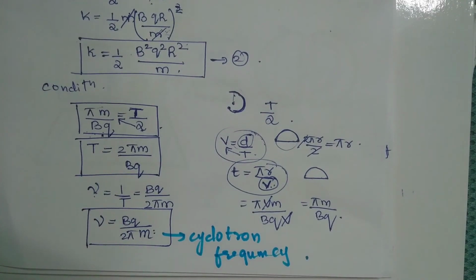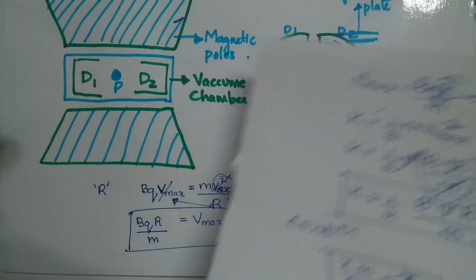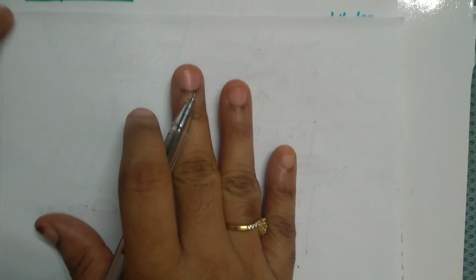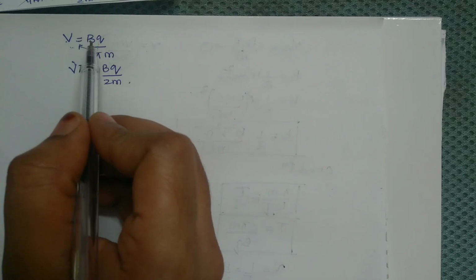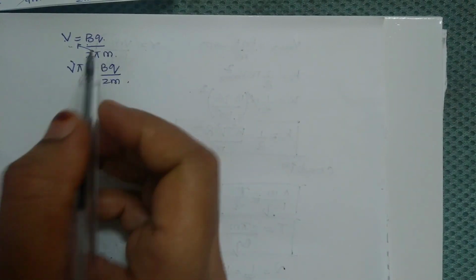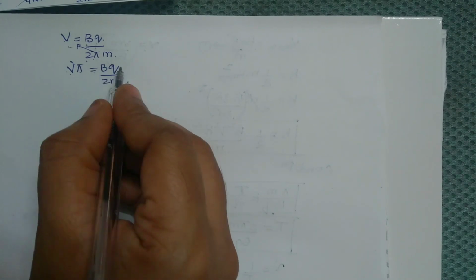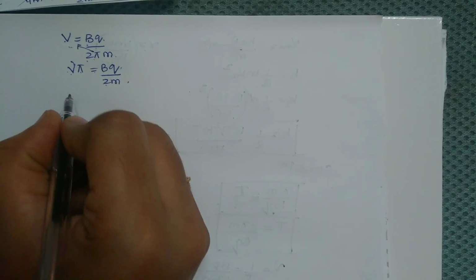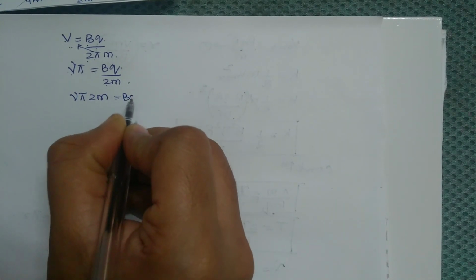Okay, so the final kinetic energy of the ion, how can you define the final kinetic energy now? I'll try to solve it over here. As we have this equation, nu equals BQ by 2 pi m, we can take nu pi equals BQ by 2m, or we can also write it as nu pi 2m equals BQ.